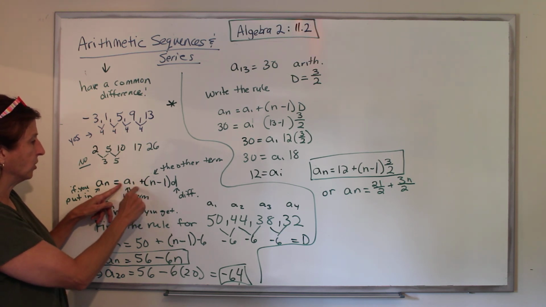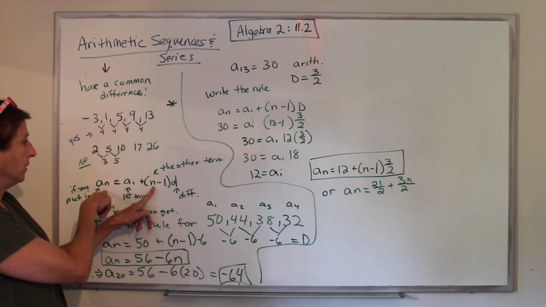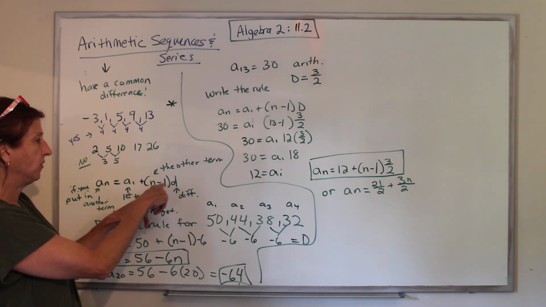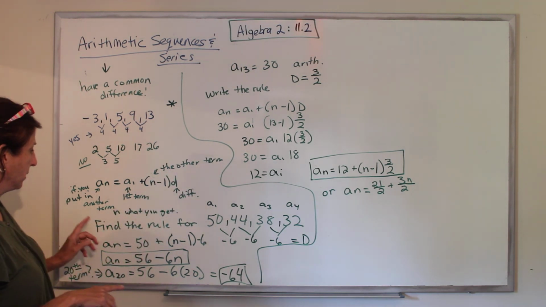A1 is the first term. Whatever the first term is, it goes there. The other term, the one that you're going to put in, is n minus 1 times the difference. I know that sounds confusing. I'll show you what it means.